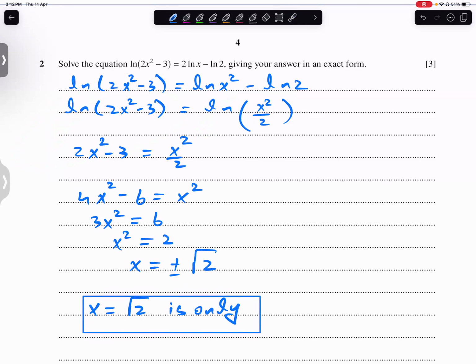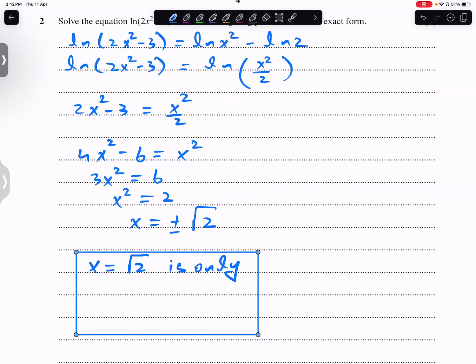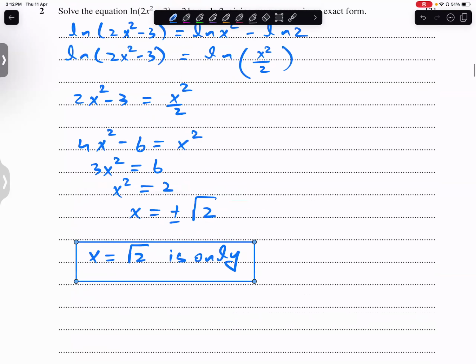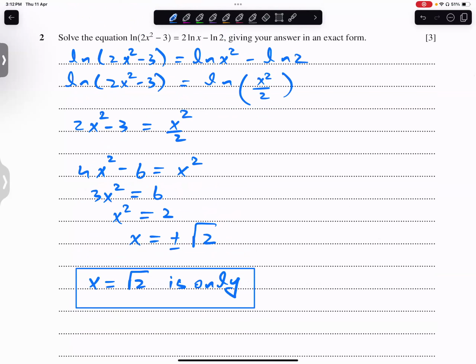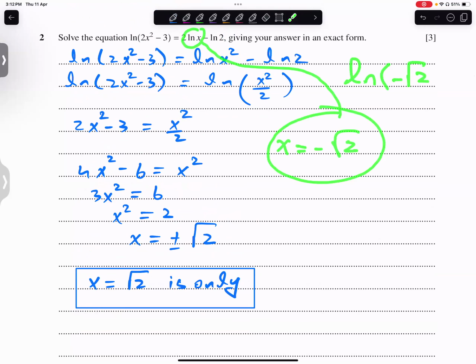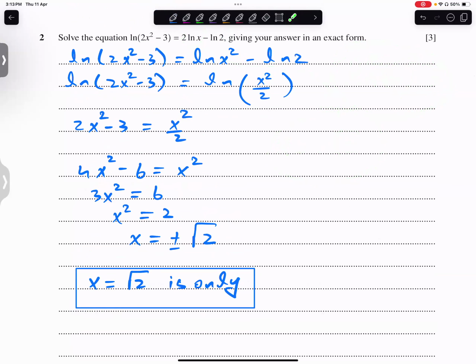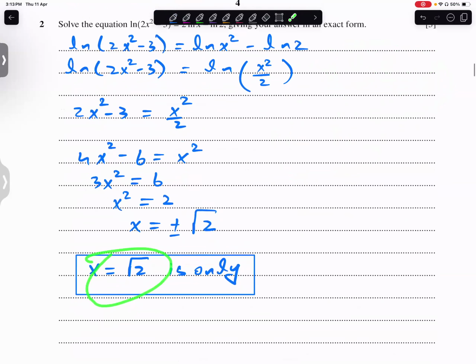You have to mention which value is the final answer. Now, x is equal to root 2 is the final answer. And what's the reason that x is equal to negative root 2 is not a possible answer? Because if you put the negative root 2 in the natural log of x, natural log of minus root 2 is undefined. If you put some negative value in the natural log, it will become undefined. So that's why we are just using x is equal to root 2 as the final answer.